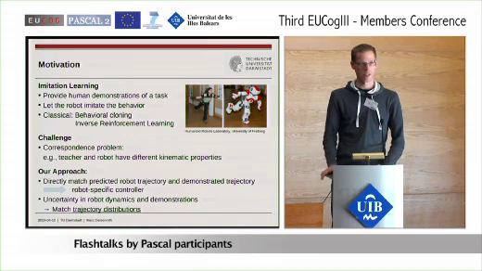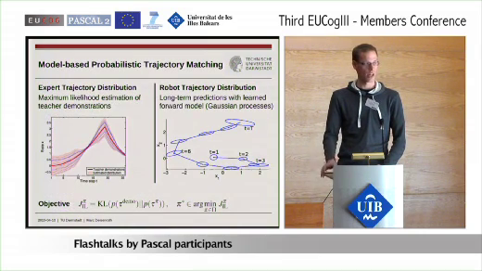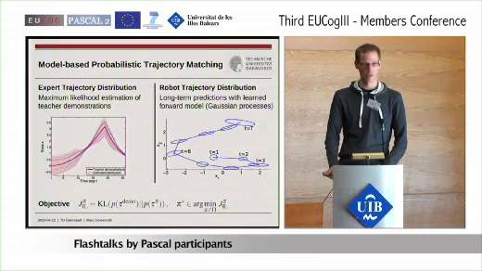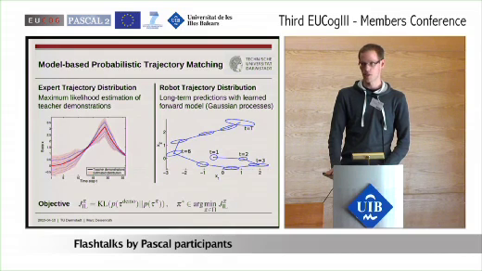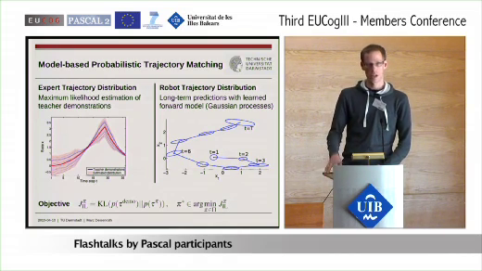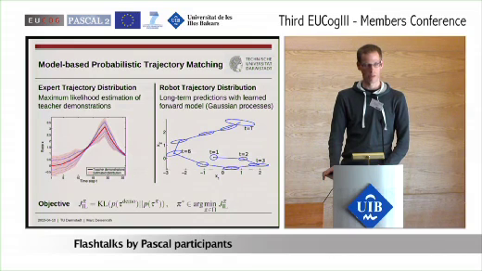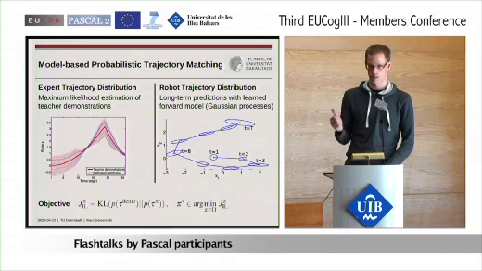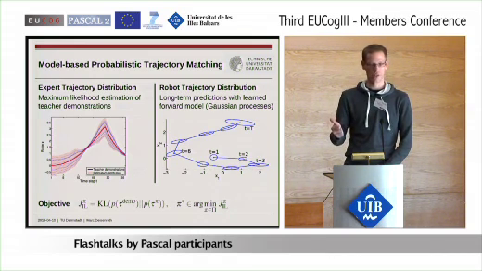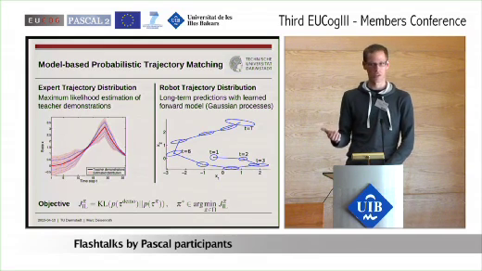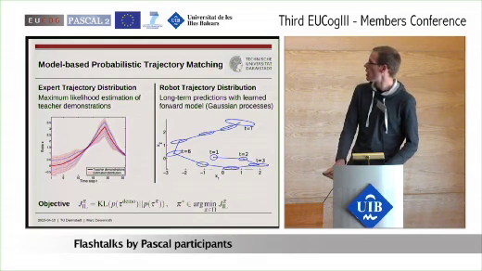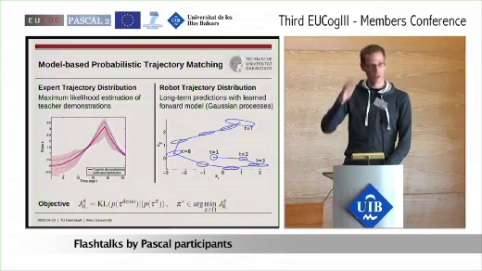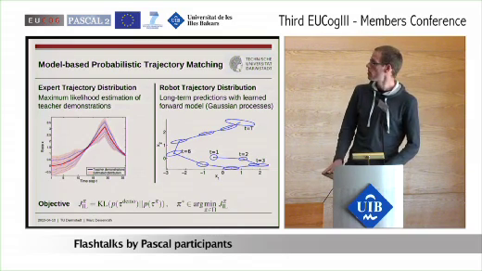The problem with real systems is that if we demonstrate things a few times, we have a lot of noise in the demonstrations. We need to account for this. And also, if we have a robot and a model of the robot, we have uncertainties in this system as well. So there are two types of uncertainties in the model: model uncertainties, because we are uncertain about the model itself, and also stochasticity in the model. So that's the reason why we need probabilistic trajectory matching here.